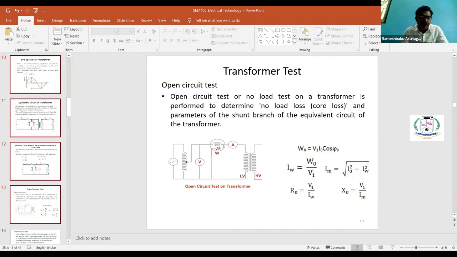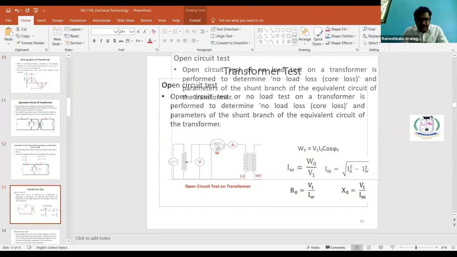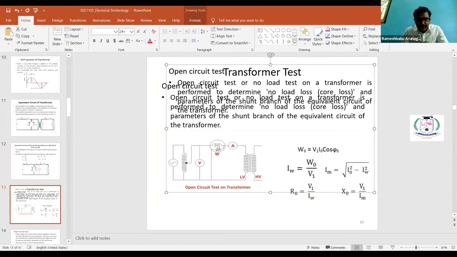The variac is varied to bring the rated voltage of the low voltage winding. If you consider 115 volt for the low voltage winding, you need to bring 115 volt here. The voltmeter has to read 115 volt. Once you bring 115 volt, you have to monitor all the readings.